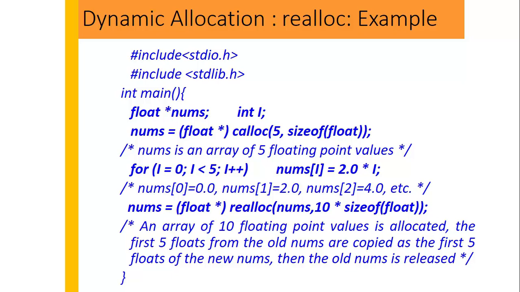So we have 5 floats of memory allocated. We copy the content to a new location where we have allocated for 10, storing 10 float values, with the first 5 as they were, and we deallocate the previous memory allocated. This is how realloc functions.